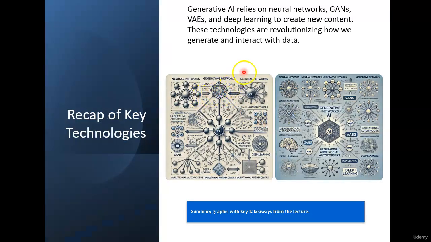Recap of key technologies. To recap, generative AI relies on technologies like neural networks, GANs, VAEs, and deep learning to create new content. These technologies are the backbone of modern AI systems, enabling the creation of everything from realistic images to synthetic data. Understanding these key technologies is essential for leveraging the full potential of generative AI in your organization.